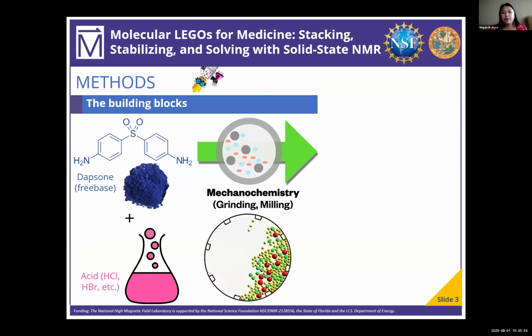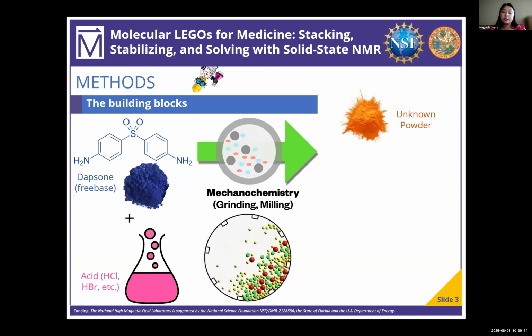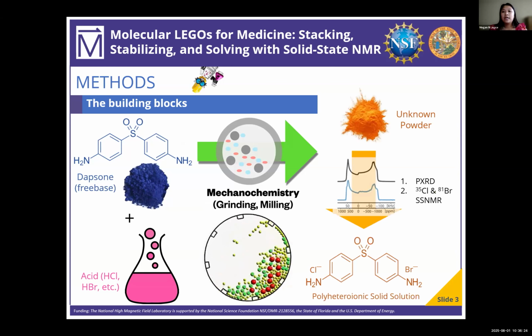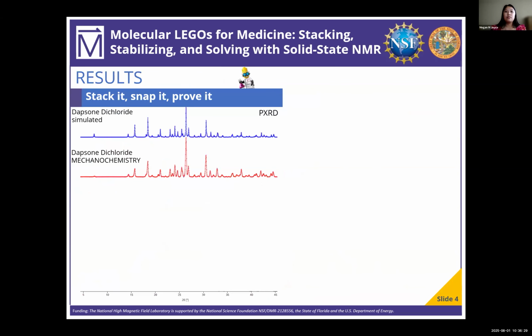Within it, we used a technique known as ball milling. Although this isn't the exact type we used, it still helps get the point across. In ball milling, there are balls that grind the reactants in a jar, and they are ground at really high speeds. This generates energy on collisions, and that's what causes chemical or structural transformations. Afterwards, we have an unknown powder that we need to characterize, and we use powder X-ray diffraction, PXRD, and solid-state NMR to help us determine what type of solid form we made.